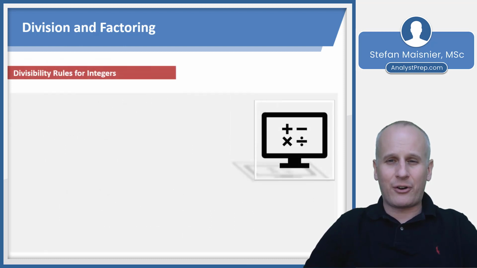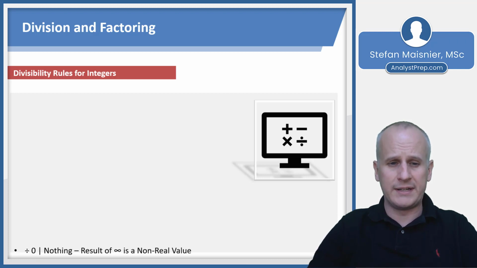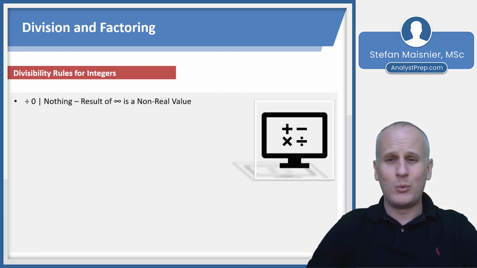Now, there are some divisibility rules that, if you can memorize them, will help expedite your manual calculation throughout the exam. And really, we only need to go from 1 to 10. But first, we need to consider the idea of dividing by 0. And technically, for the GMAT Focus, nothing is divisible by 0 because the result is infinity.